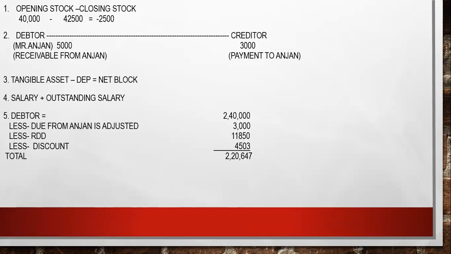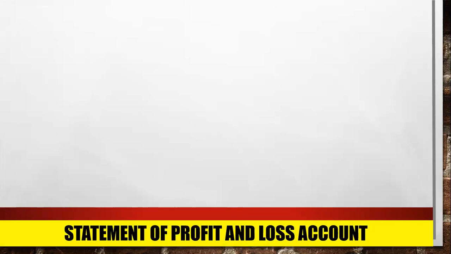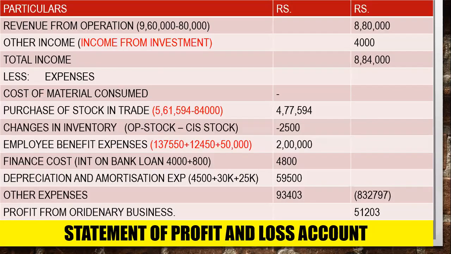So here you can say that this is the first effect you have to give in the P&L statement. This is the P&L statement. You can see depreciation, third last item, depreciation and amortization. So we have written 59,500: 4,500 for furniture and fixture, 30,000 for plant and machinery, and 25,000 for building. So the total of three is 59,500. This is the first effect.